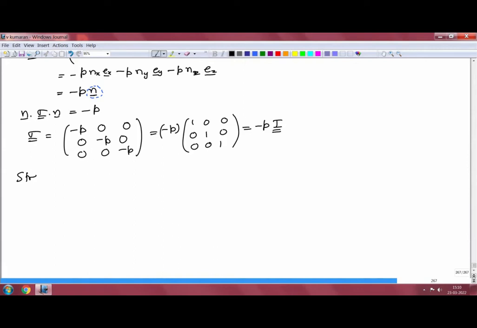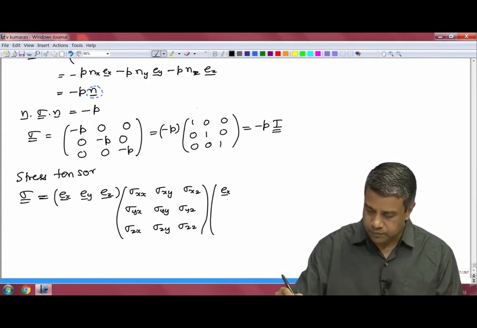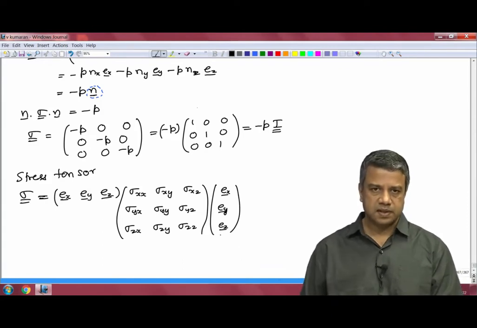So, in the last lecture we were looking at momentum conservation and we had defined the stress tensor. Stress tensor sigma is equal to... So, this was the stress tensor.